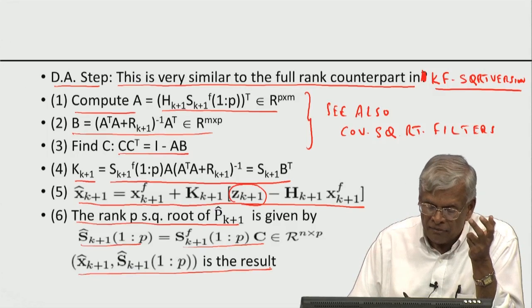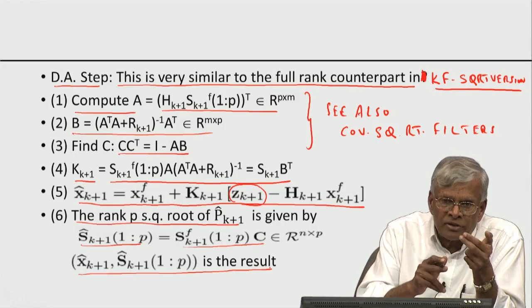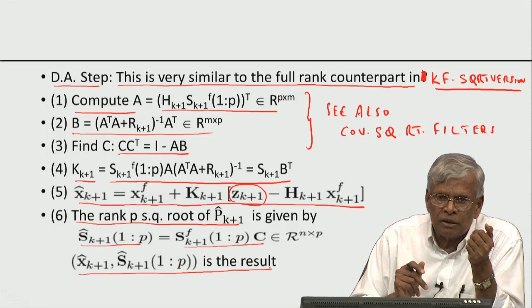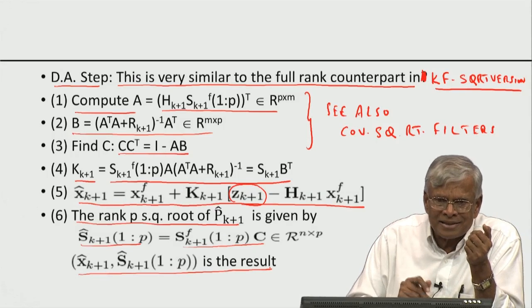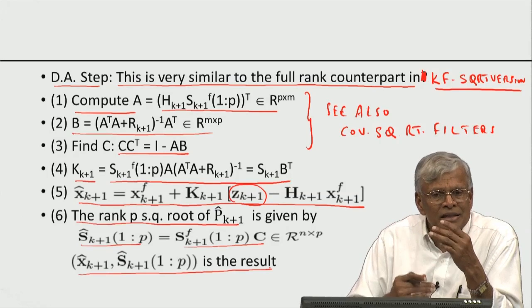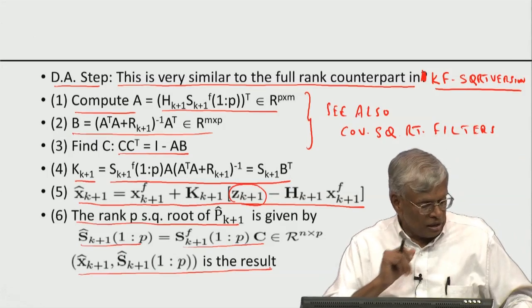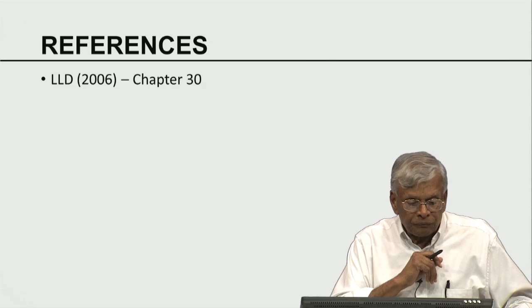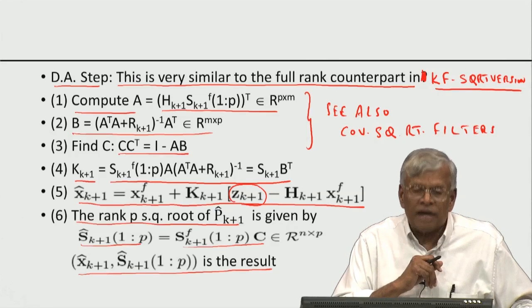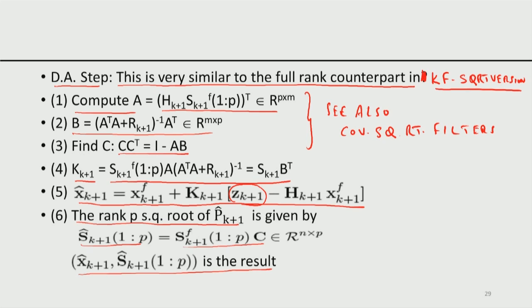So I have gone from a forecast step to the analysis step. That completes the cycle in the computation of the filtering equations. This material is derived from chapter 30 of our book, where we discuss many of these things in great detail. The analysis of case B, I didn't do it explicitly, but it simply involves some other types of matrix manipulations. The matrix algebra is the key in here.